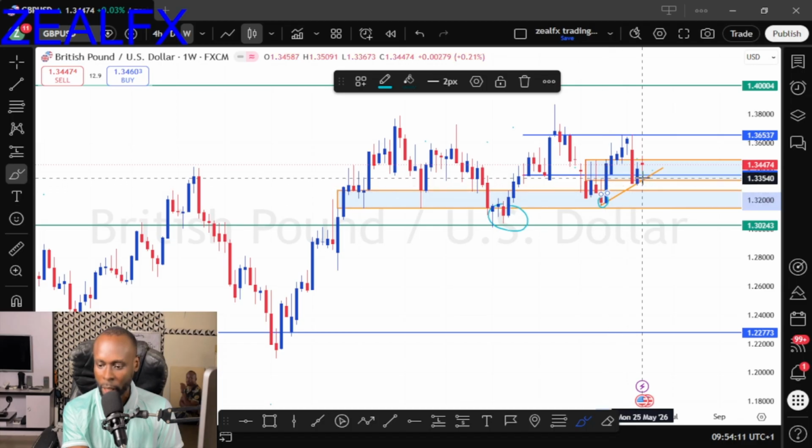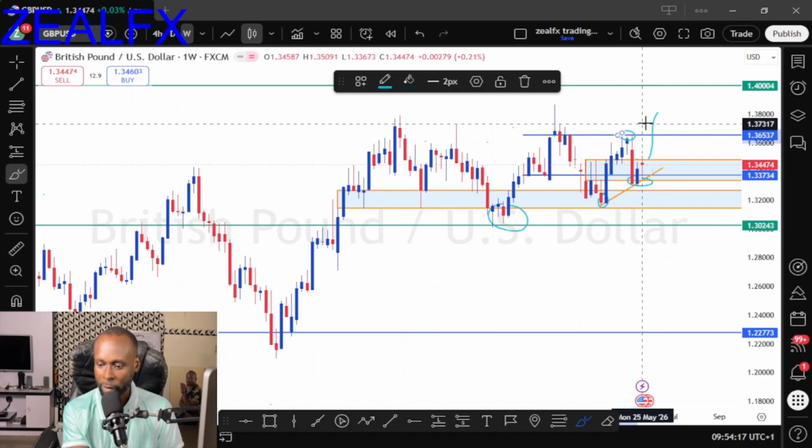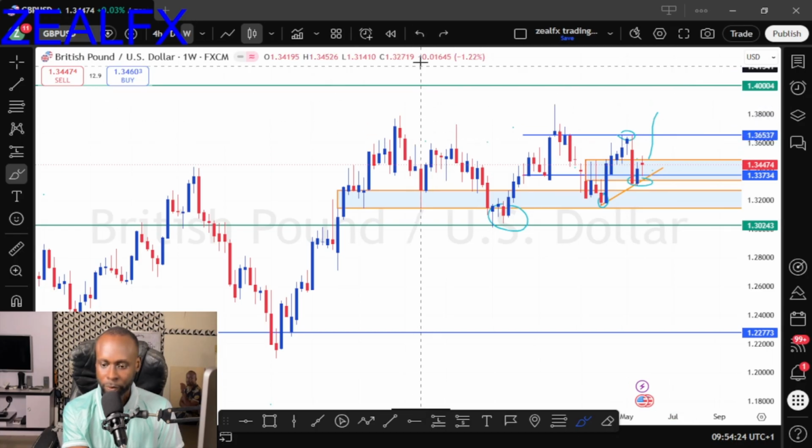Then price creating a lower low and a higher low is a sign of bullish momentum coming on for price to break this resistance level for more buying opportunity on the Pounds USD. So long we have this bullish inner structure price movement for the Pounds USD, we have to look out for bullish momentum this week on the Pounds USD.